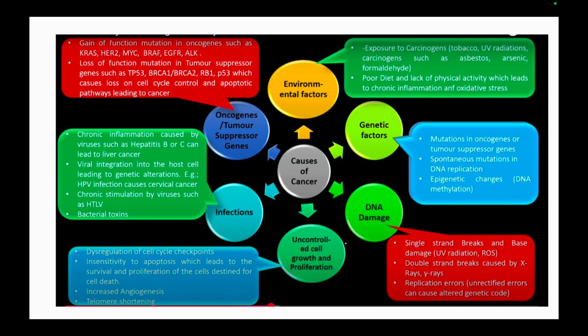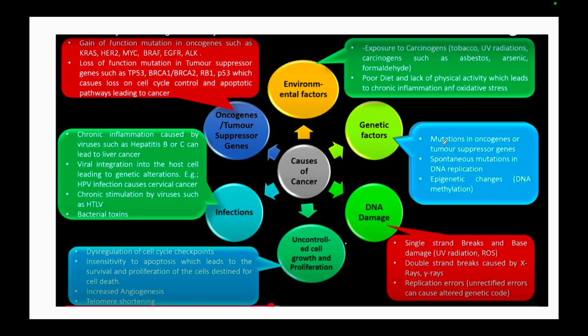So what are the different causes of cancer? These are the different causes of cancer which I mentioned earlier also. There could be environmental factors, as you can see here. Environmental factors could be exposure to carcinogens like tobacco, UV radiation, asbestos, arsenic, formaldehyde, or it could also be due to poor diet or lack of physical activity, which can lead to inflammation in the body, which could lead to an increase in ROS, that is reactive oxygen species, and lead to DNA damage.